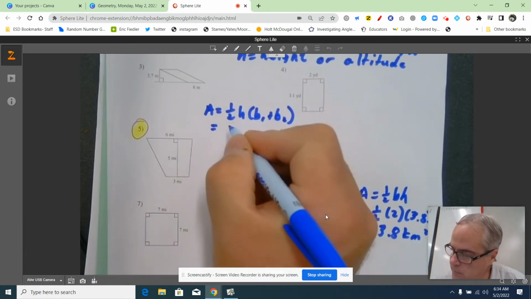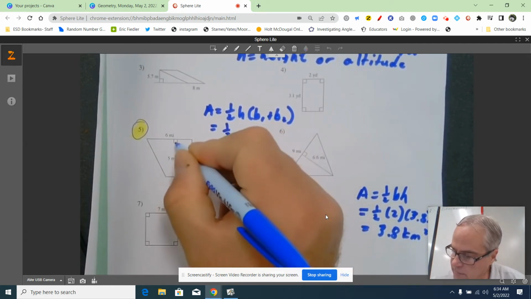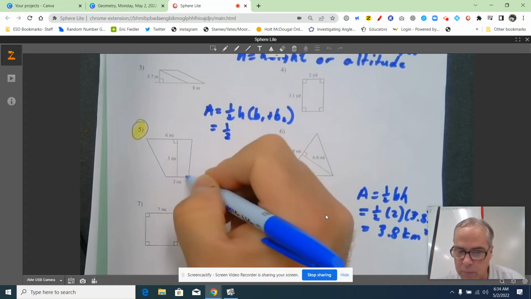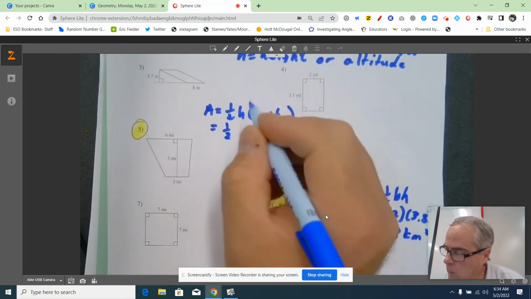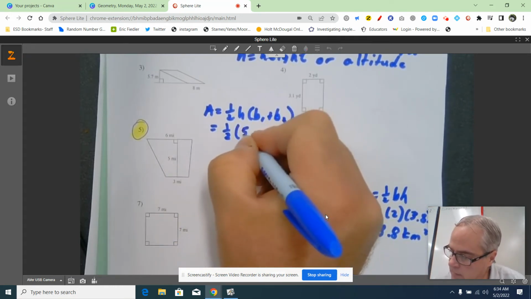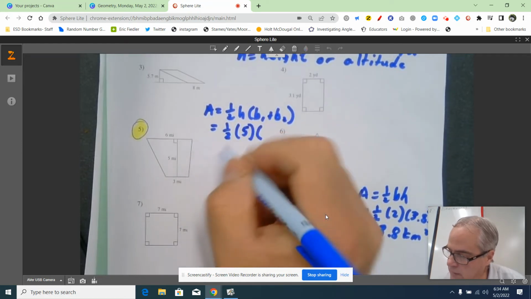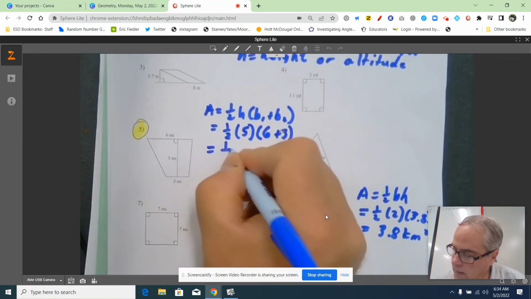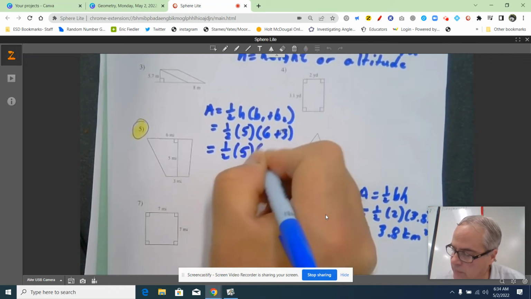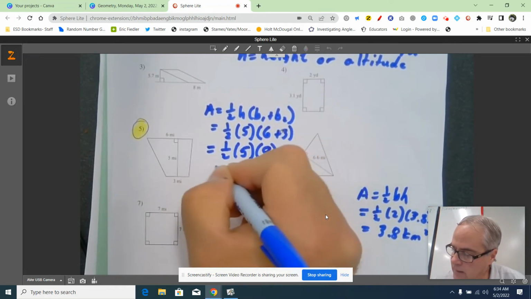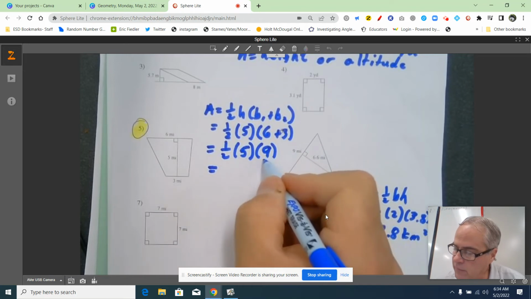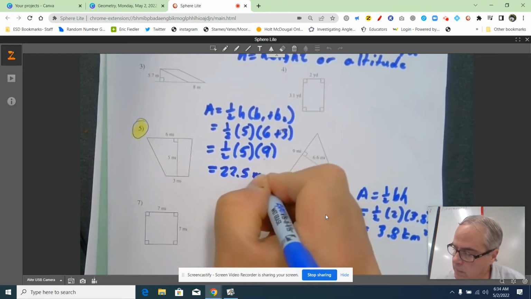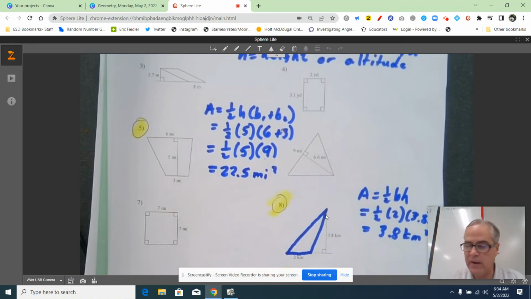So in this question, 1/2, the altitude is 5 because it's drawn perpendicular to this one. So remember, it has to also be perpendicular to this parallel line. 1/2 times 5 times (b1 plus b2), 6 plus 3. I'm going to solve inside parentheses first. I get 9. 5 times 9 is 45. Half of 45 is 22.5 miles squared for that trapezoid.